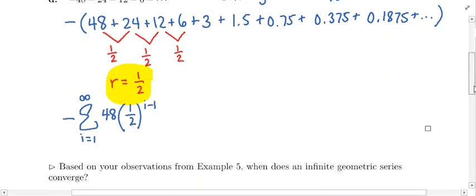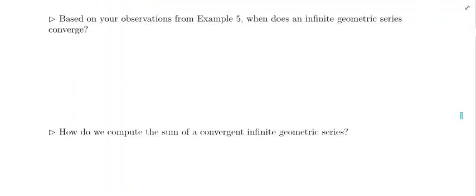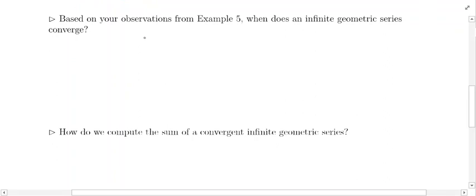If you have an R value whose absolute value is less than 1, that's going to cause your terms to get smaller and smaller as you go along. So eventually your terms will get smaller and smaller, so their contributions to the sum will be negligible. So for an infinite geometric series, when does one converge? When the absolute value of R, the common ratio, is less than 1, we will have convergence.